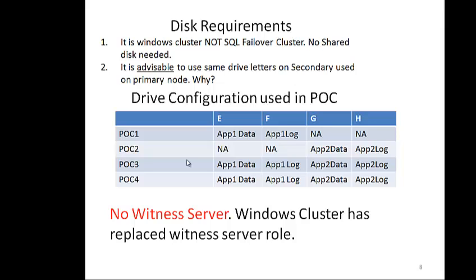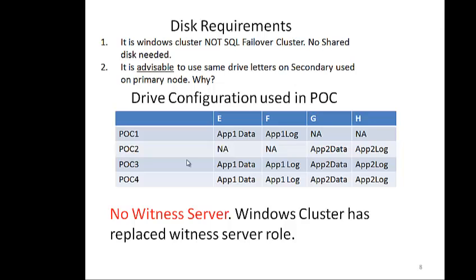In our case, we have E and F for POC1 holding app1 data, and there is no G and H drive. On POC2, we are using G and H drive for app2 data and log. POC3 has all the drives E, F, G, H, and POC3 and POC4 are exactly the same in terms of number of drives and the letters that we're using. The reason POC3 and POC4 have E, F, G, H is because they can hold both apps at a given time.